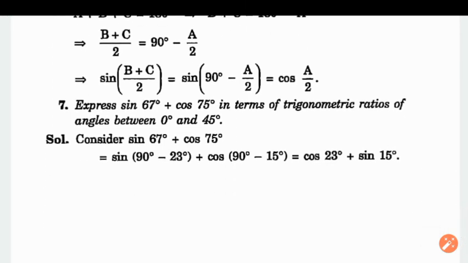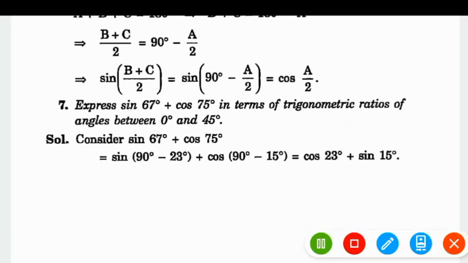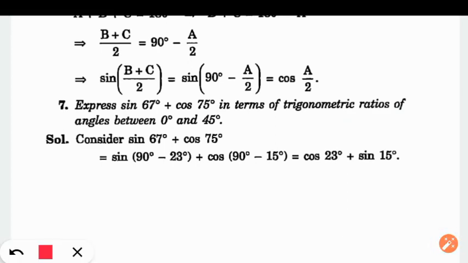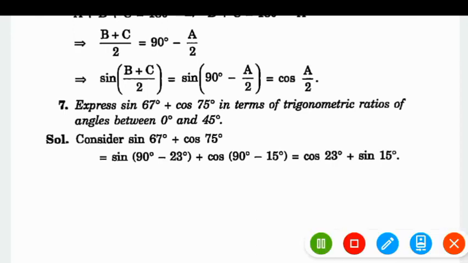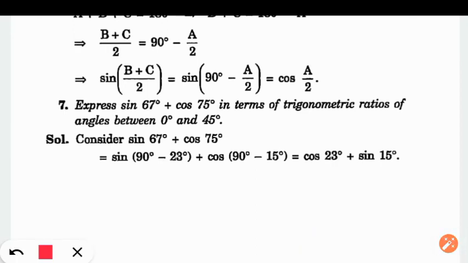Question number 7. In question number 7, what are we required to do? We are required to express these two in terms of trigonometric ratios of angles between 0 and 45 degrees. Here 67 and 75 degrees are not lying between 0 and 45. So we need to change that angle in such a way that the angles will lie between 0 and 45 degrees, right?